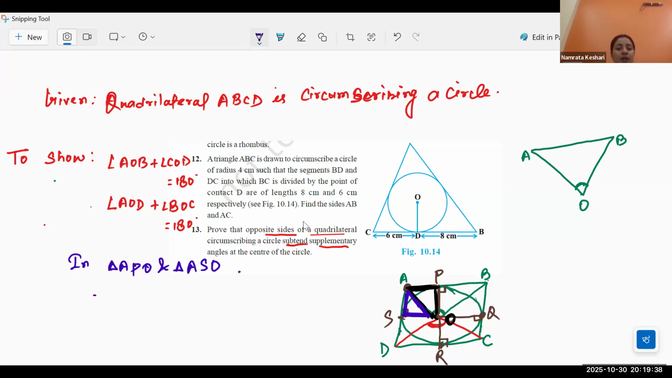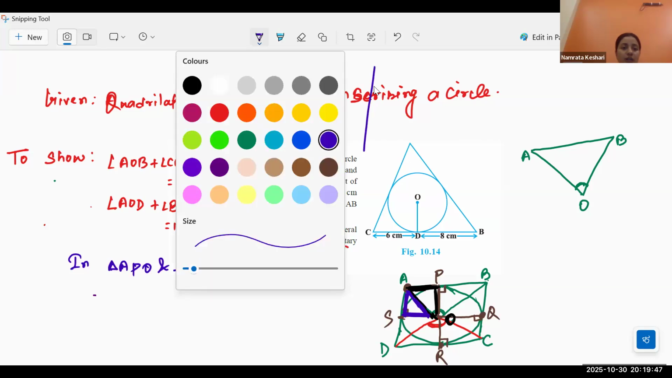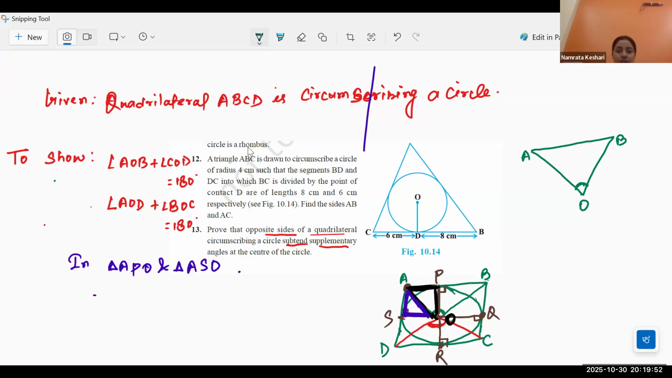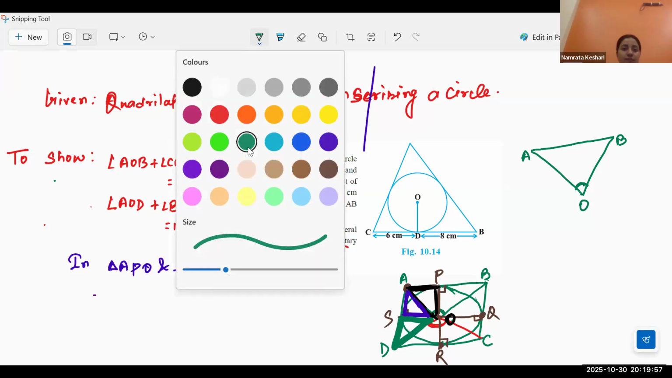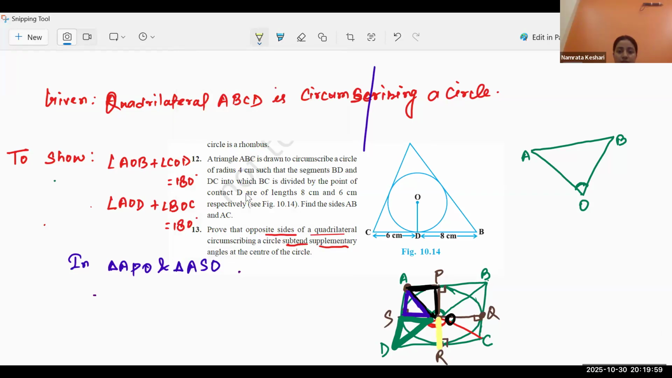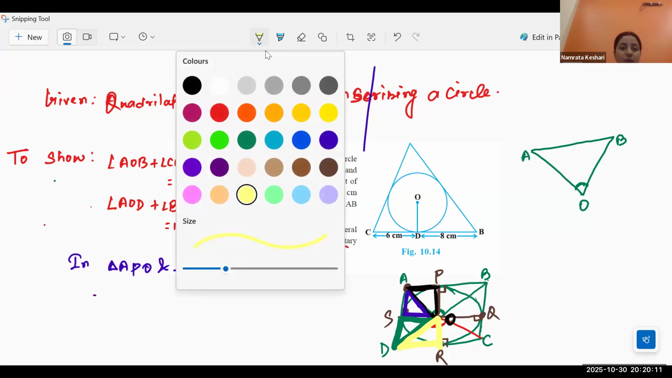Similarly, this triangle DSO and DOR will also be congruent with each other. I mean, this triangle and this triangle, the green one and the yellow one, these two are also congruent with each other. You will be able to prove it. I am coming to how you will be able to prove these two are congruent.